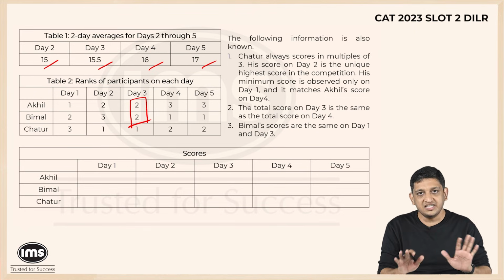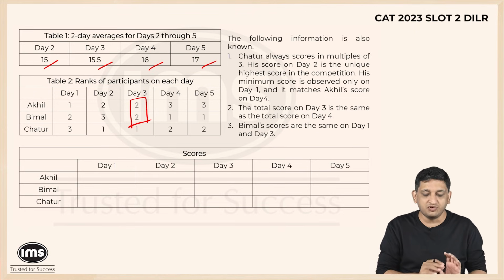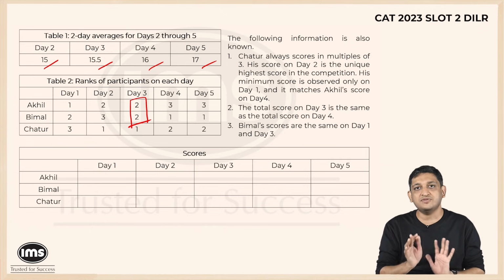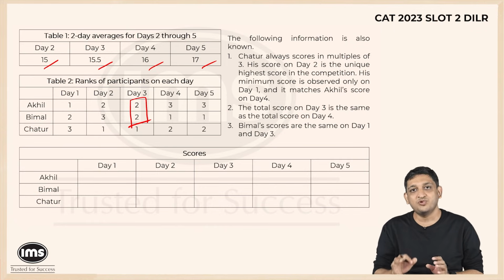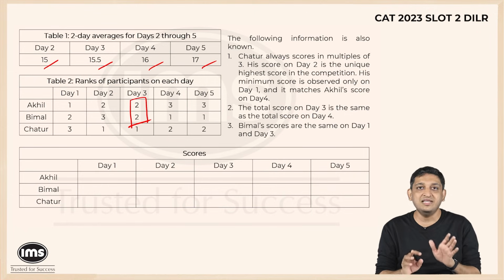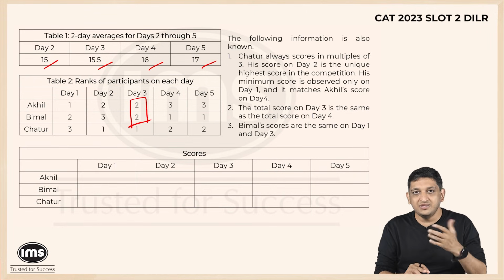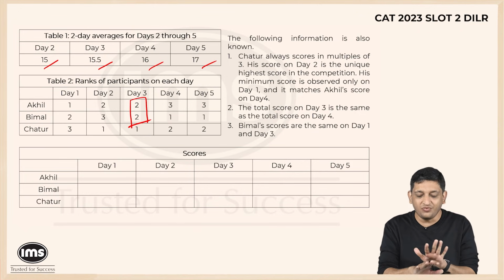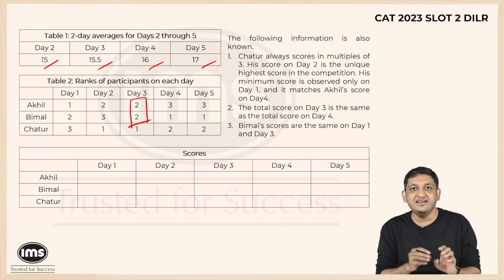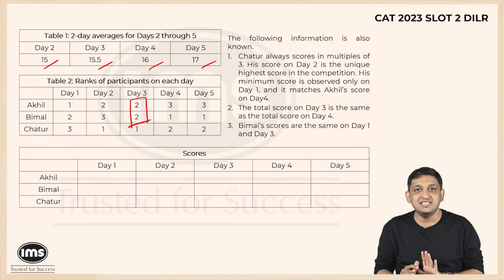Right? So again, at this point in time, let's not comment on what Chatur would have done, but we know with some amount of certainty that the unique maximum score in this particular event is going to be 9, which will be by Chatur, and the minimum score by Chatur on some day should be 3, should not be 6. So that is one indication that we have. Let's not write anything and commit to that thought, but let's just keep that in mind.